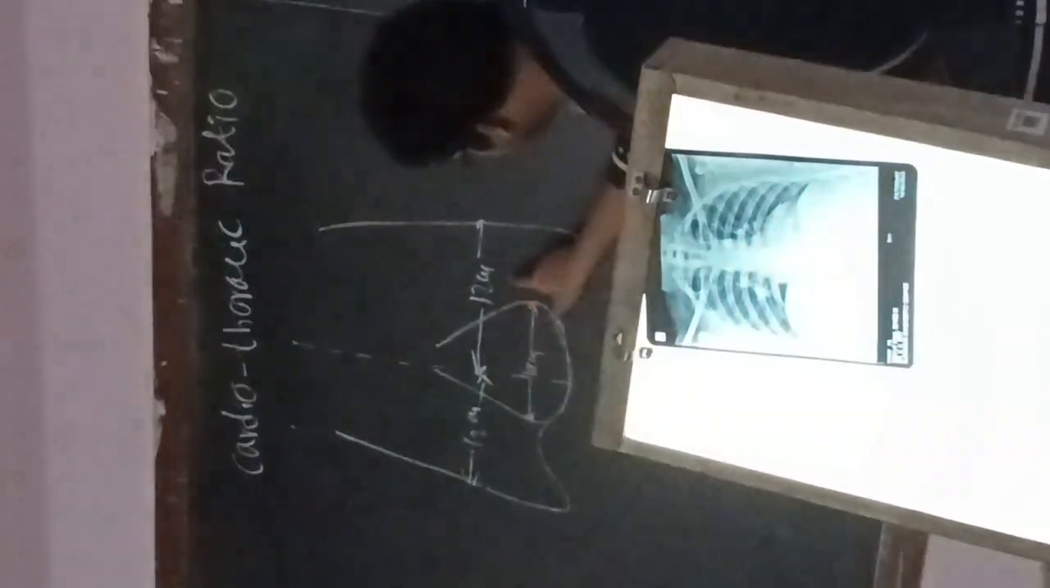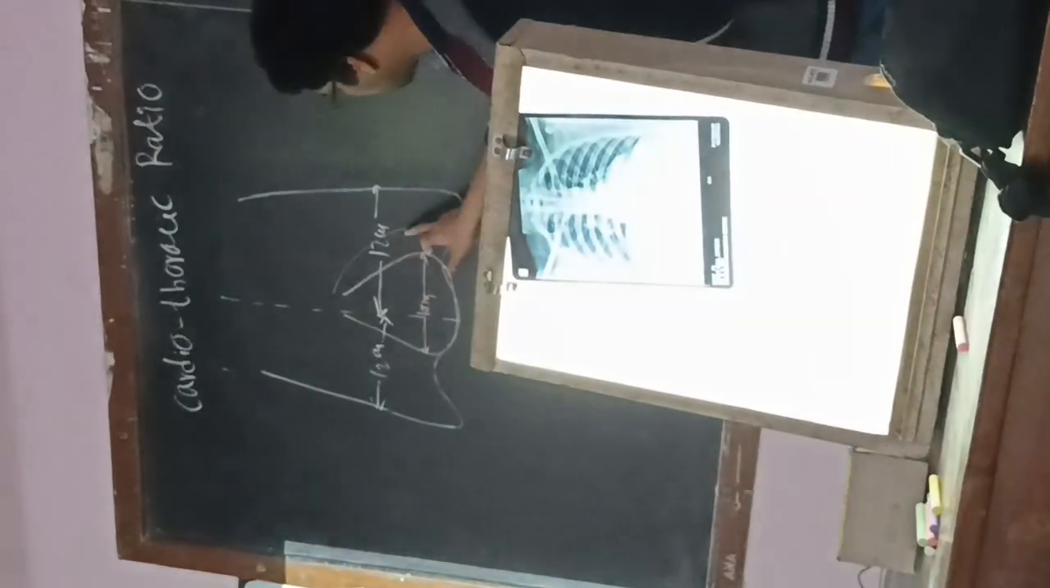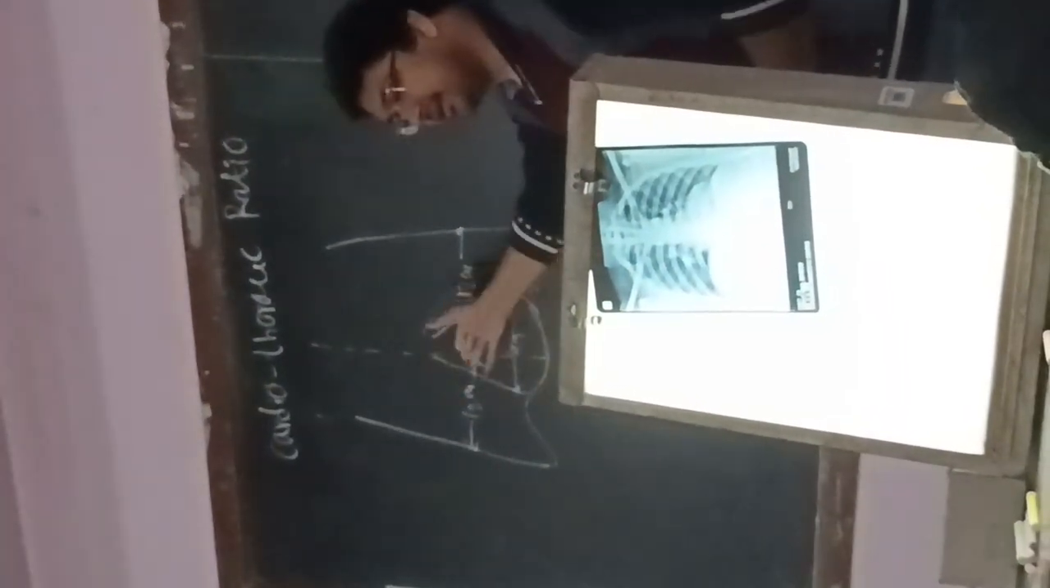So this can extend beyond 12 centimeters in certain conditions. What conditions can you expect? Cardiomegaly. The heart will be enlarged in this manner. Getting it? So the diameter will increase to more than half of the thoracic diameter. And any other? Pericardial effusion.